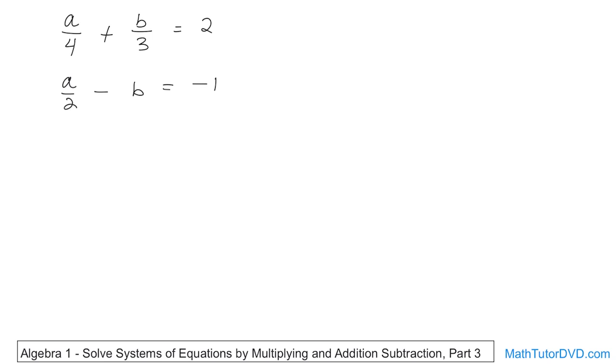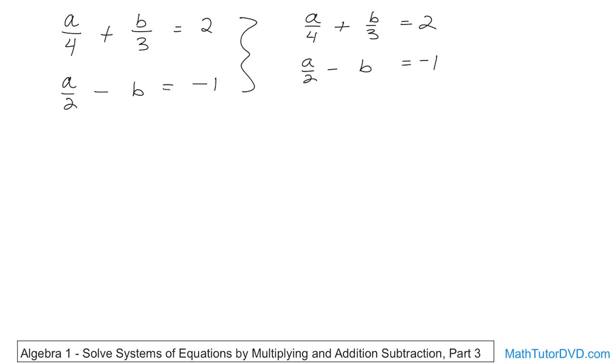So I'm just going to show you what I thought of the first time. Let me write this system again over here. a over 4 plus b over 3 is equal to 2. And then we have a over 2 minus b is equal to negative 1. Now I'm going to attempt to cancel the a variables. I want to be able to add these together or subtract them and get rid of them. But I have these nasty fractions, a 4 in the bottom and a 2 in the bottom.